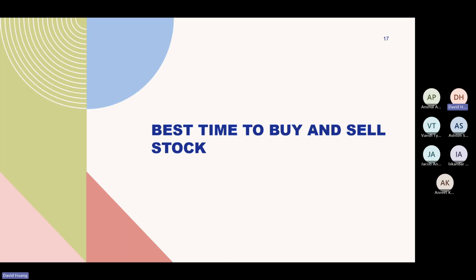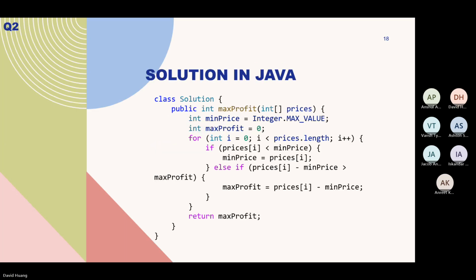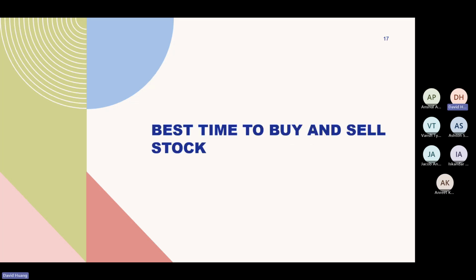So the next question is best time to buy and sell stock. Let me go to that question on my web browser. So it's basically a question where it asks you to find the best time to buy stock. It's like a difference question. It's like a mathematical question.